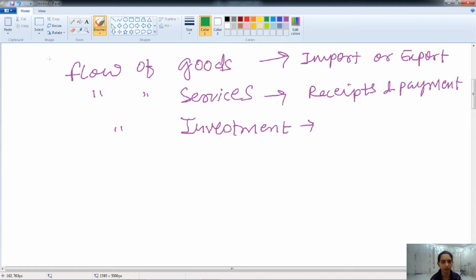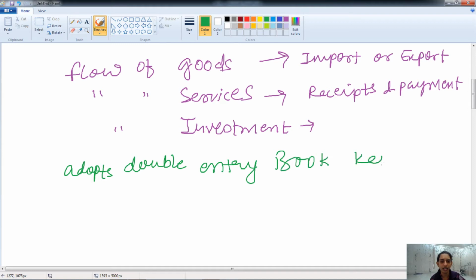The statement which records all of this is known as the balance of payment statement. The balance of payment statement adopts the double entry bookkeeping method. In this we have the debit and credit side of the accounts. The debit side includes all the payments and the credit side records all the receipts. The balance of payment statement records all these economic transactions on an annual basis. Generally, the preparation time for the balance of payment statement is 1 year.